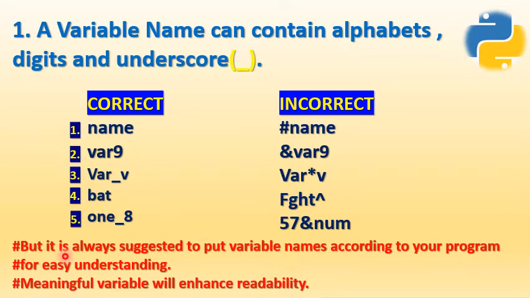And the most important thing is, it is always suggested to put variable names according to your program for easy understanding. By this I mean that variable names you can put according to yourself. It is your freedom. You can put any random names, any random alphabets. The variable name should follow the rule, but you can put any random variable name. But it is always suggested to put your variable names according to your program.